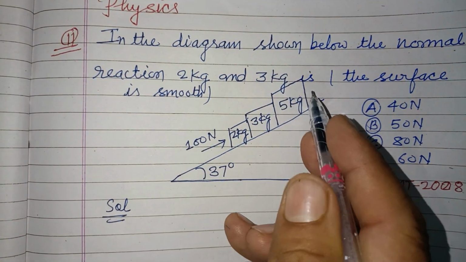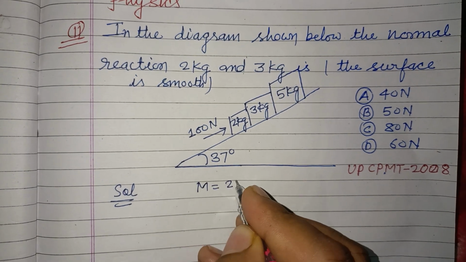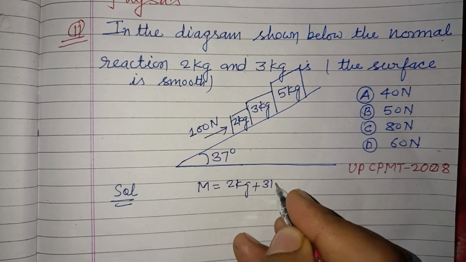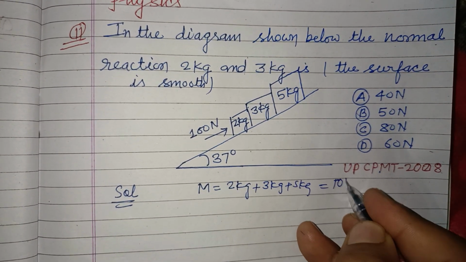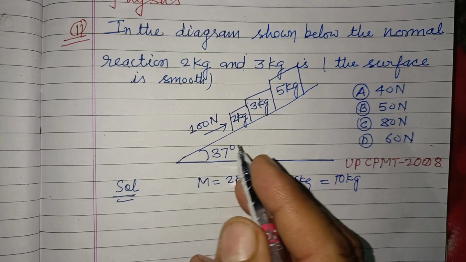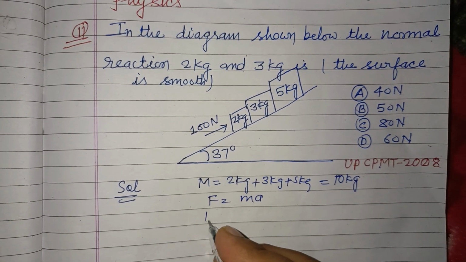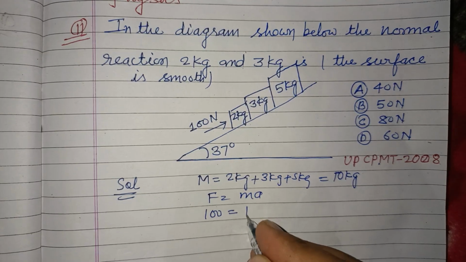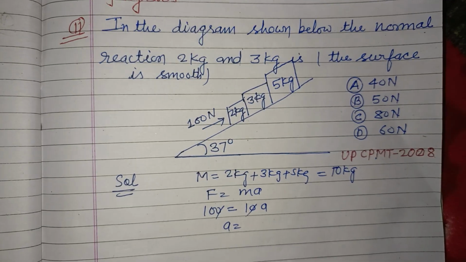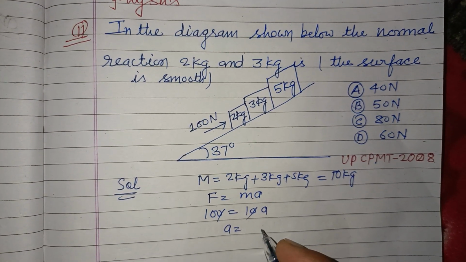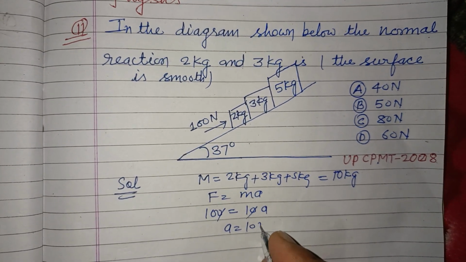So first we consider these three blocks as a single block. Therefore total mass equals 2 kg plus 3 kg plus 5 kg, and that is equal to 10 kg. Okay, and force is acting in upward direction, so F equals ma. Using this concept, 100 equals mass 10 times a, therefore a is equal to 10 meter per second square.